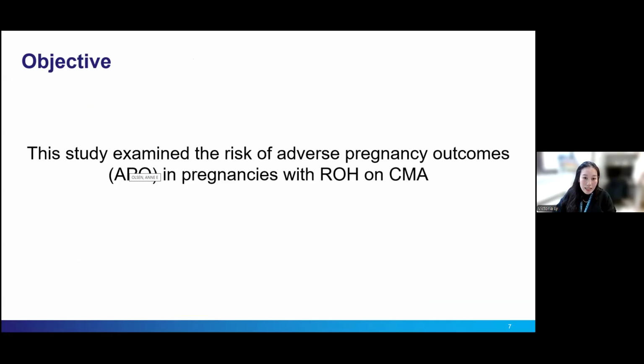The objective of the study is to examine the risk of adverse pregnancy outcomes in pregnancies with regions of homozygosity identified on chromosomal microarray.